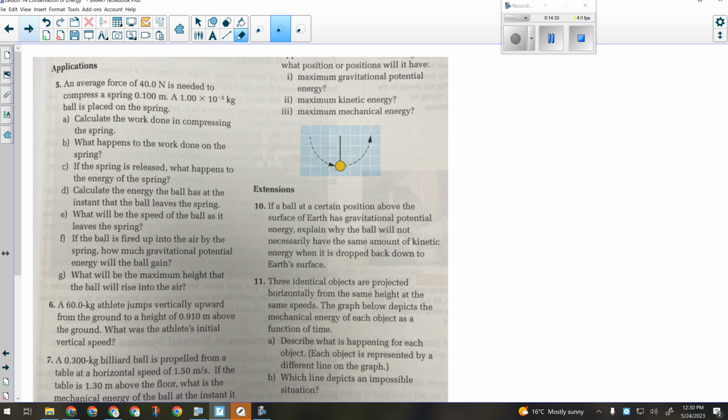I would like you guys to try question number 5. So it's a bit of work energy, so a bit of that is review. It's not until you really get to kind of F and G that things start to get a little more mathematical. I'll give you guys a little bit of time to work on number 5, and then we'll look at it together. Questions about it?